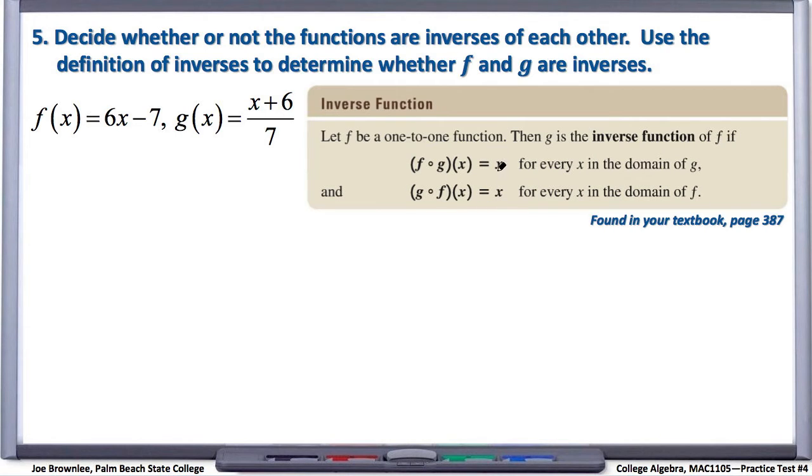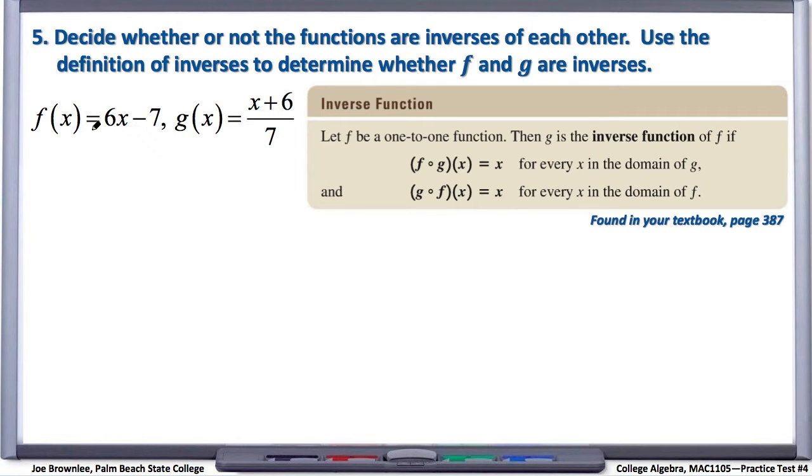And if both of these things are true, if after our composition we get x for both of these, then we do have, in fact, a situation where f and g are inverses. If, however, we're not able to simplify to x, then these two functions are not inverses. But let's take this one step at a time. Let's go ahead and make sure that f is a one-to-one function.